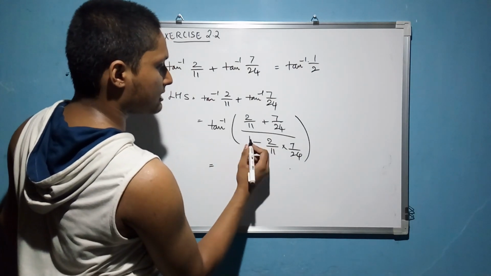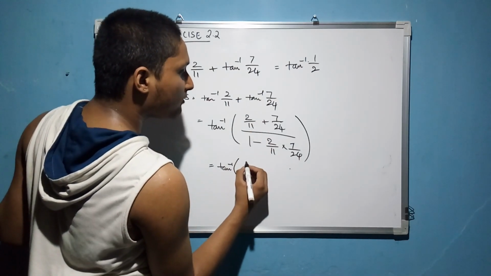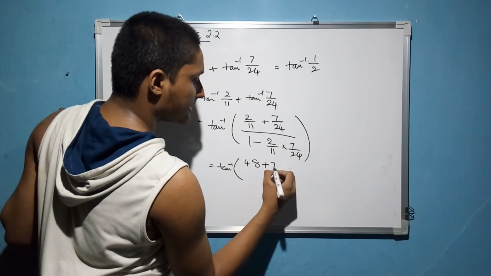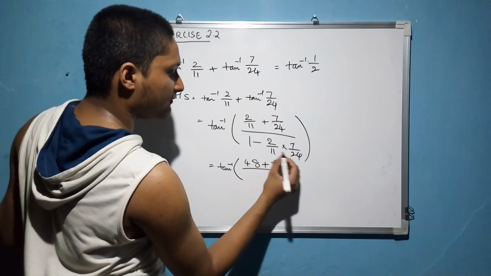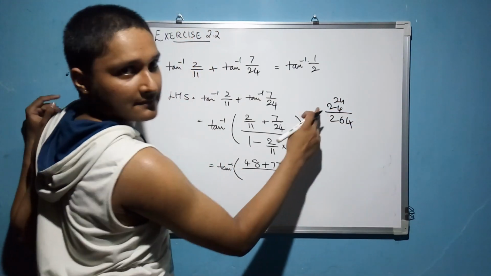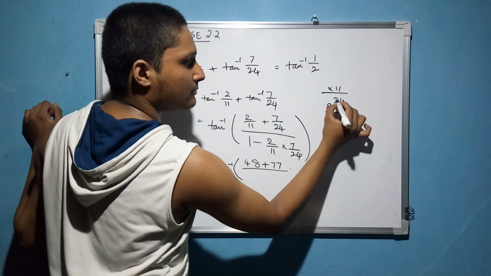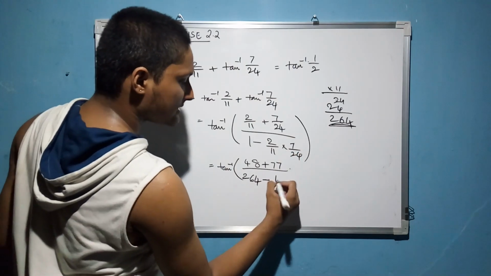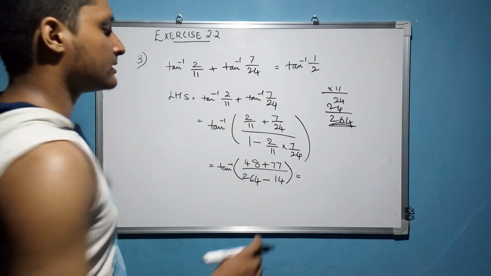Okay, rather than simplifying, let's take the easy way. Tan inverse, multiply this by this. 2 into 24 comes to be 48, and you have 11 into 7, that is 77. Leave out the denominator, nothing about that, LCM, right? So here 24 into 11 comes to be 264. This is the way you multiply. So this is 264 minus 2 into 7, which is 14. Now you have 48 plus 77.